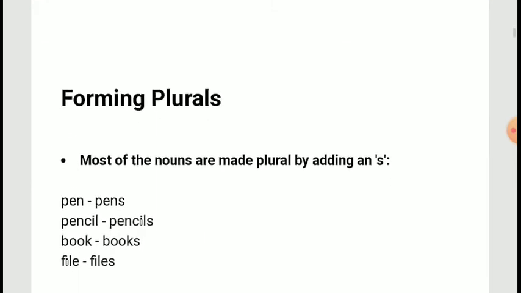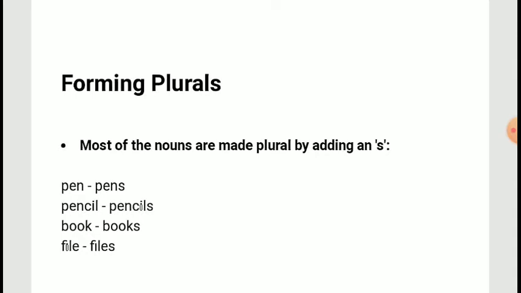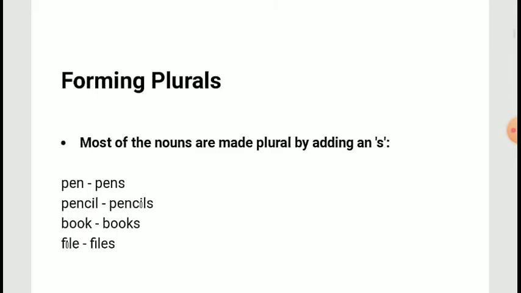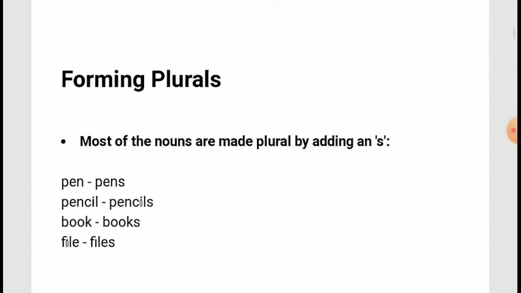Now, you already know that a noun which refers to one thing or person is said to be in the singular form, and a noun which refers to more than one thing or person is said to be in the plural number. Now, most of the nouns are made plural by adding an s. Let's look at the example. Pen, you just add s and then it becomes pens. Pencil, you add s, it becomes pencils. So to form plural forms of most nouns, you just have to add an s at its end. Book is books and file is files.